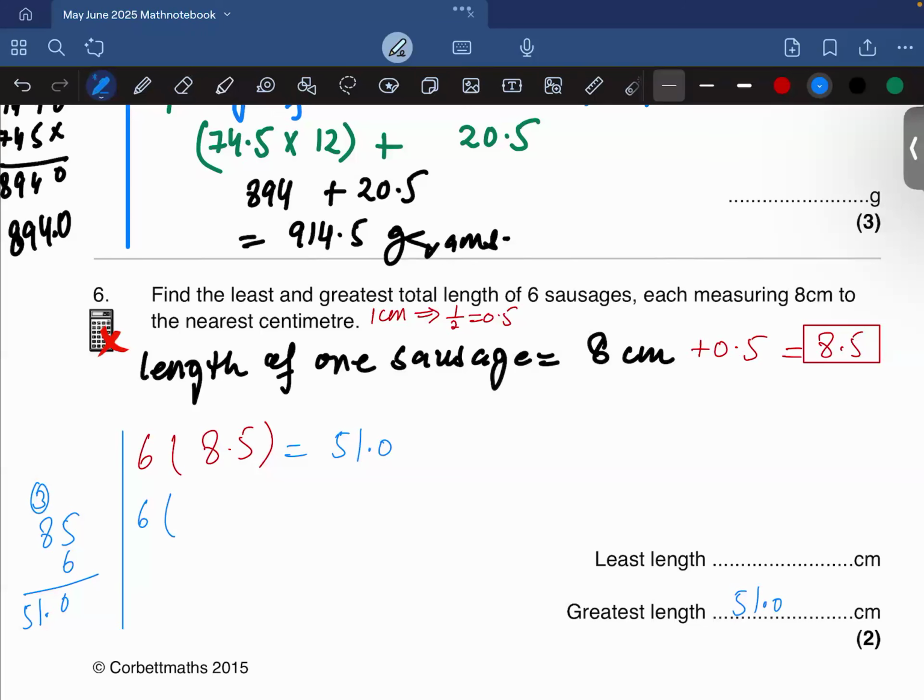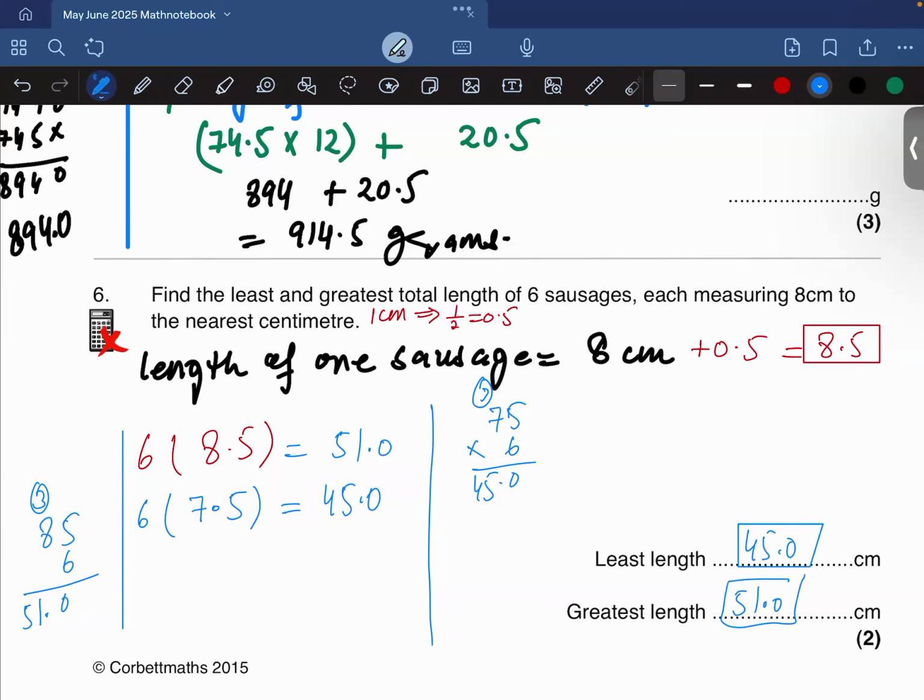Let's find the least. 6 multiplied with the least length, which is 7.5 if I subtract 0.5 from 8. So 6 multiplied with 7.5 would be 75 times 6. 6 5s are 30. 6 7s are 42, 42 plus 3 is 45. So it would be 45.0. The least total length would be 45.0. Any problem, anyone?